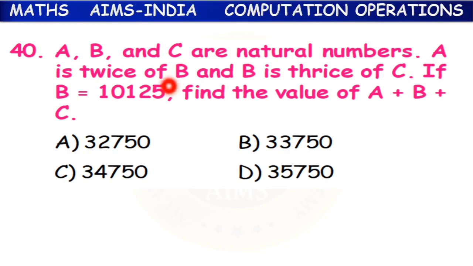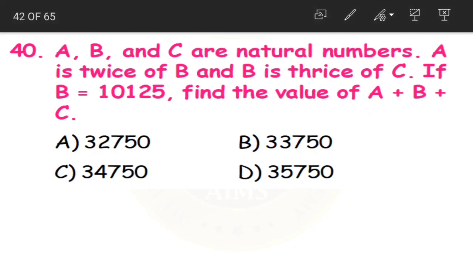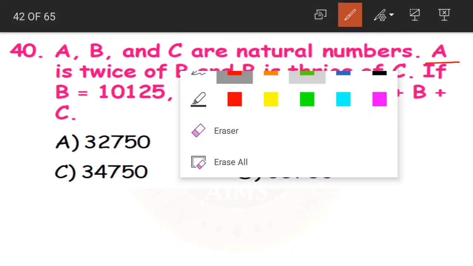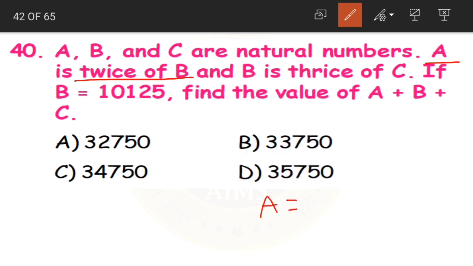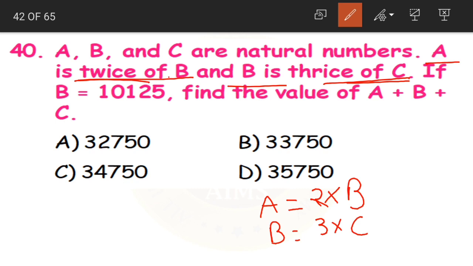A, B, C are natural numbers. A is twice of B and B is thrice of C. If B is equal to 10125, find the value of A plus B plus C. Now what are they saying here? A is twice of B. A is equal to how much? Twice means 2 times. That is 2 into B. And B is equal to thrice of C. 3 into C is equal to B.